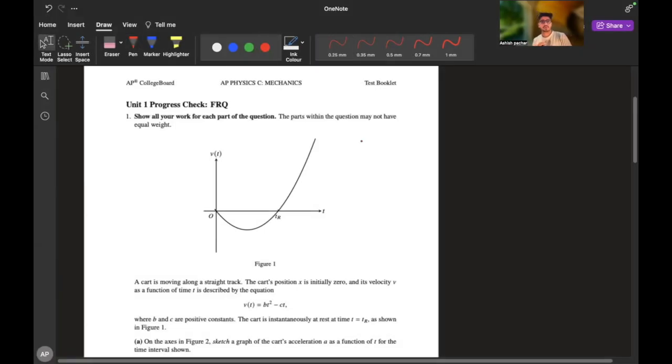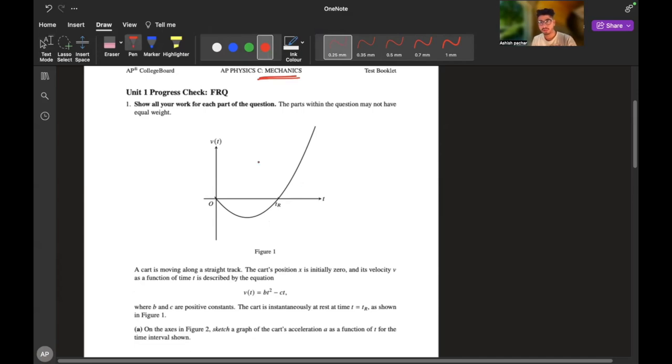Okay. So now we are going to start with kinematics, basically the mechanics part. One of the FRQs we are going to discuss. First, I request that you look into this question, pause the video, and try it from your side, the first part of the question.